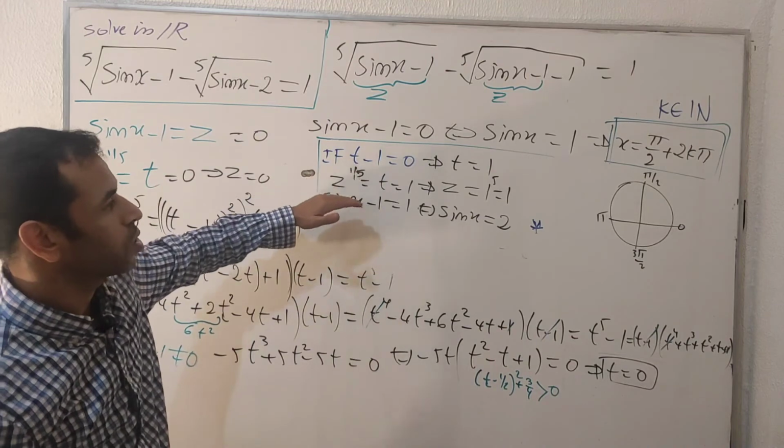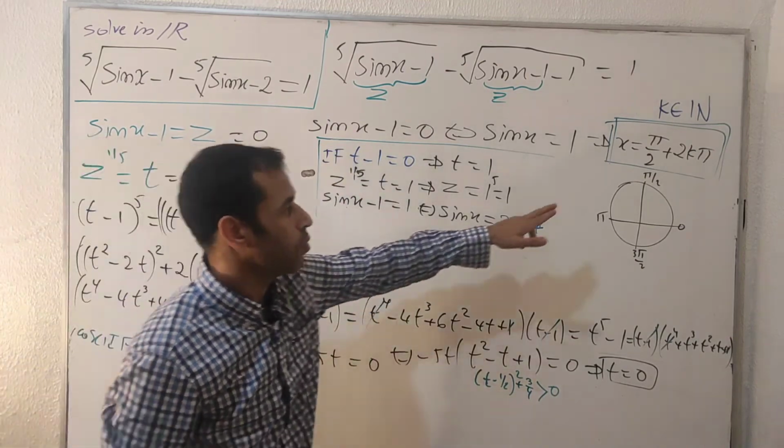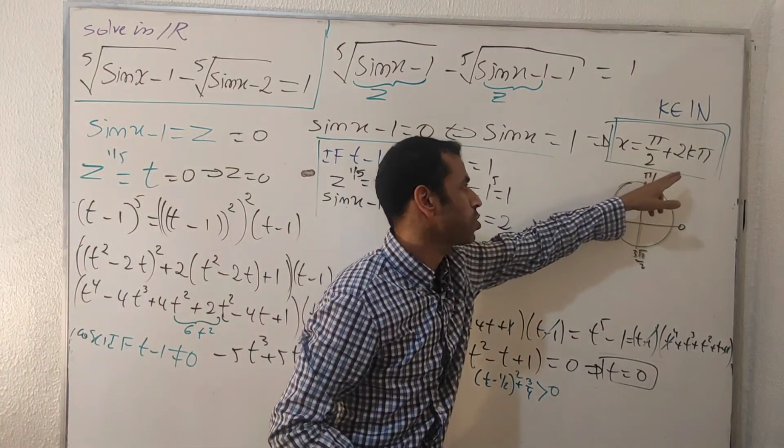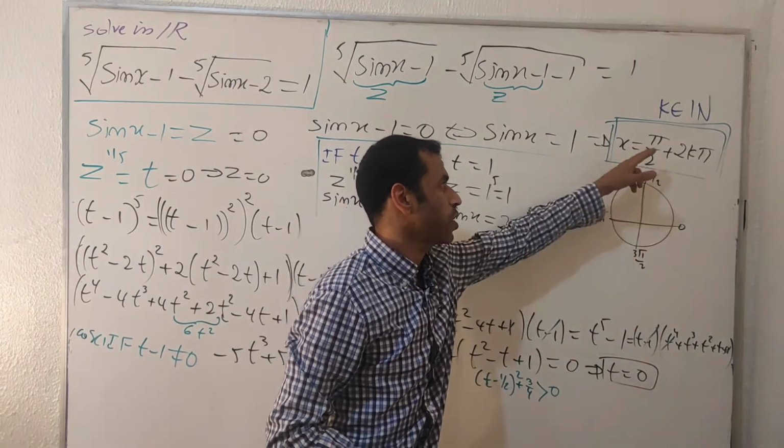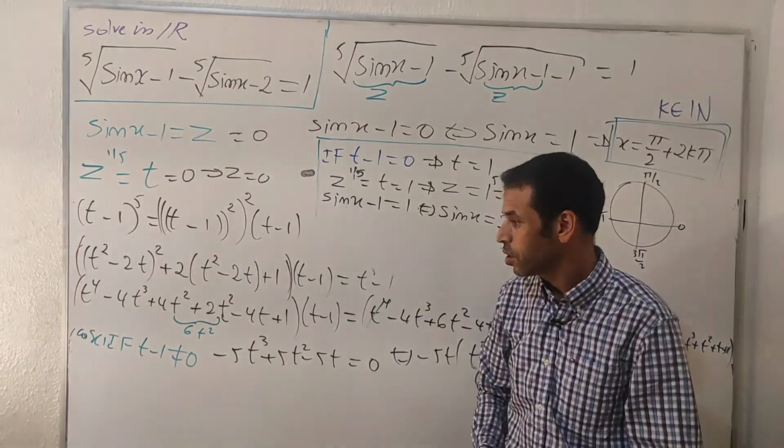So we have no solutions when t minus number 1 equals 0. So the only solution that we have is x equals pi over 2 plus 2k pi for some k as a natural number. So you have ended this video.